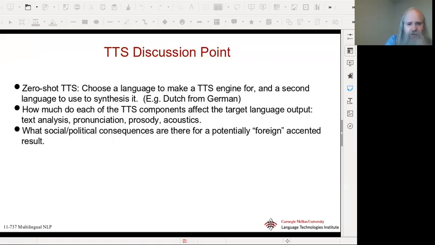And actually today's discussion point is zero-shot TTS. Okay, so this is cross-lingual synthesis. Choose a language to make a TTS engine for, and a second language to use to synthesize it. So, for example, imagine that you want to synthesize Dutch and you have a German synthesizer. Okay, how much do each of the TTS components affect the target language output? So, text analysis, pronunciation, prosody, and acoustics. How much does that affect the result, and what influence is on there, and what could you do to maybe mitigate some of the issues on that?